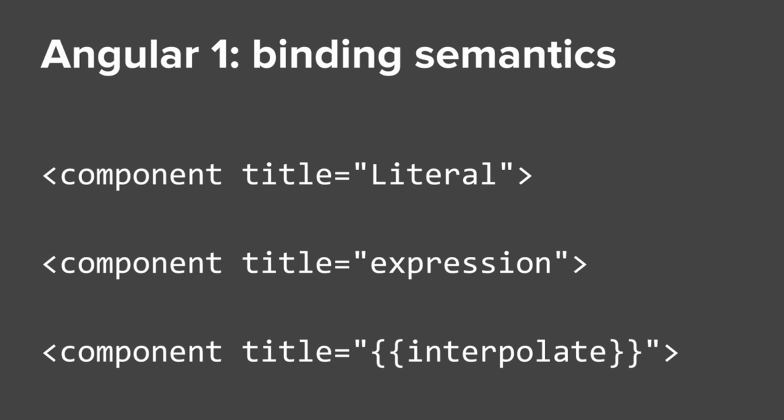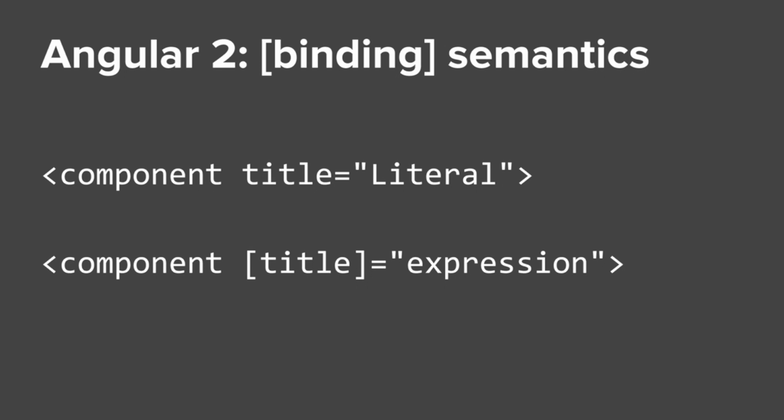So you can have something like a literal. This is just a string. It can be an expression, or it can be the result of an interpolation. So unless you know how your component or your directive is going to behave, you really don't know how this is going to be interpreted. Because if it's expecting a regular string, and if you pass this interpolation, probably it's just going to pass the curly braces.